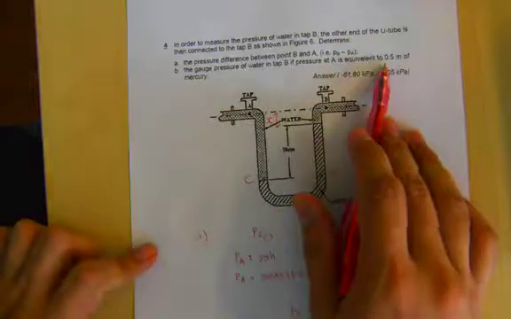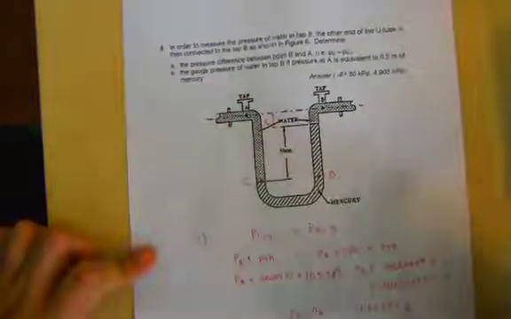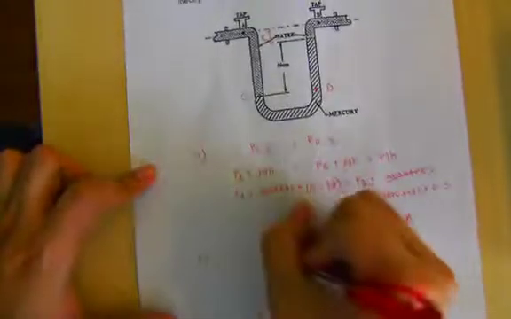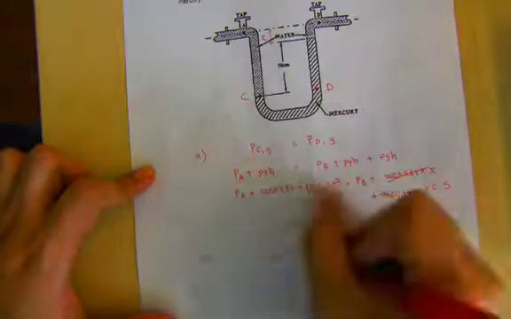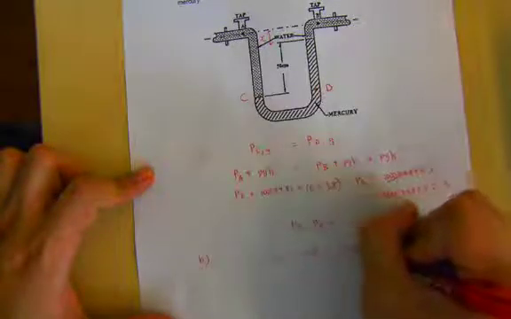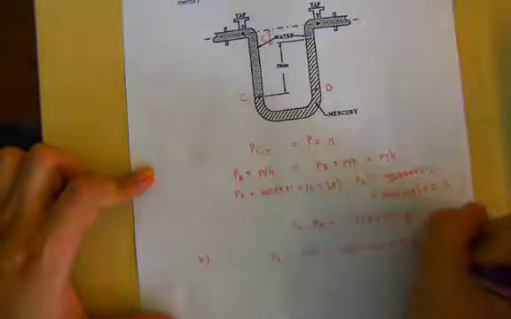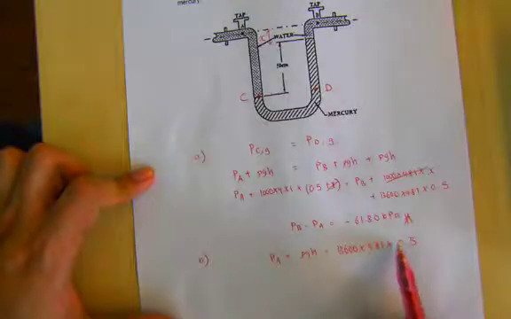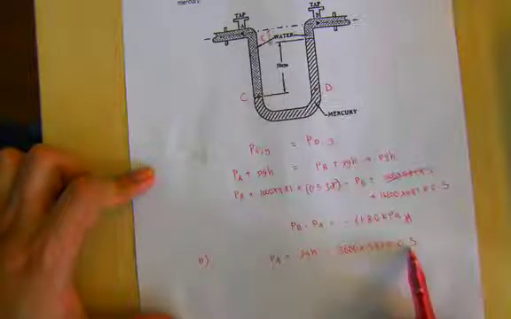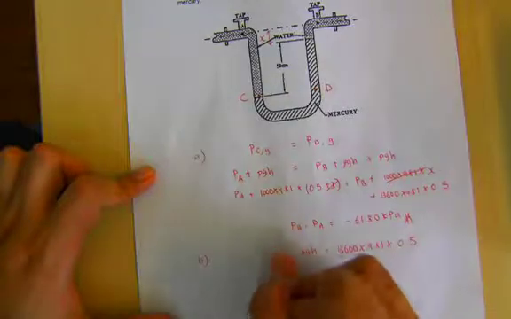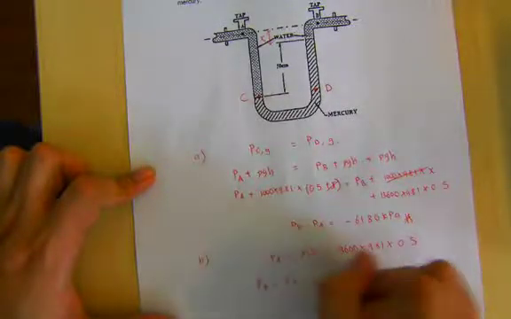How about part B? In part B, they want to find the gauge pressure of water in tap B if the pressure at A is equivalent to 0.5 meter of mercury. So what does it mean to be equivalent to 0.5 meter of mercury? It means that PA can be computed by rho GH, whereby rho is 13,600 times 9.81 times 0.5 meter. That means the pressure at A is equivalent to that of the pressure created by a 0.5 meter column of mercury. So this will be your PA.